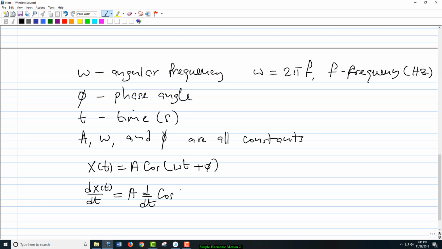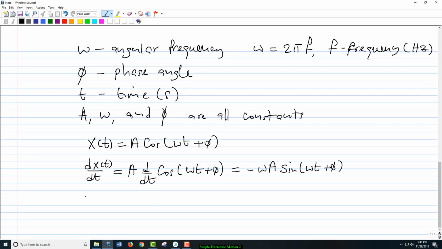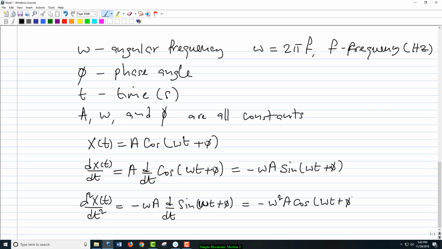dt cosine omega t plus phi, which then can be written as minus omega A sine omega t plus phi. And then the second derivative, d squared x of t dt squared, then becomes minus omega A d dt sine omega t plus phi, and this can be written as minus omega squared A cosine omega t plus phi.